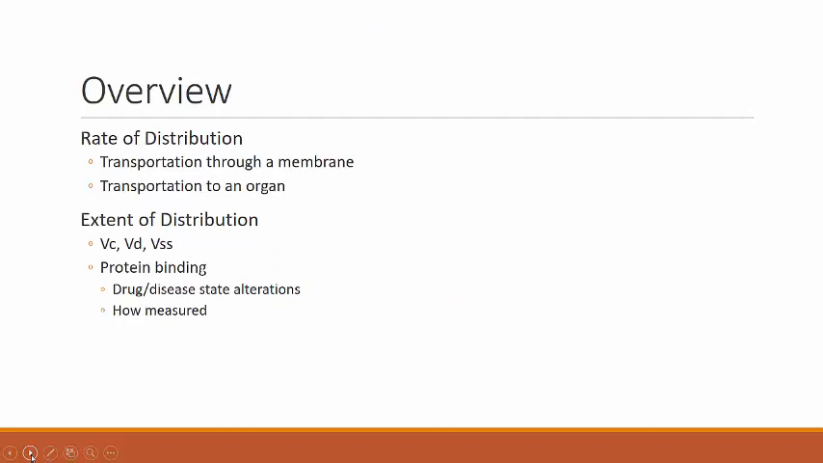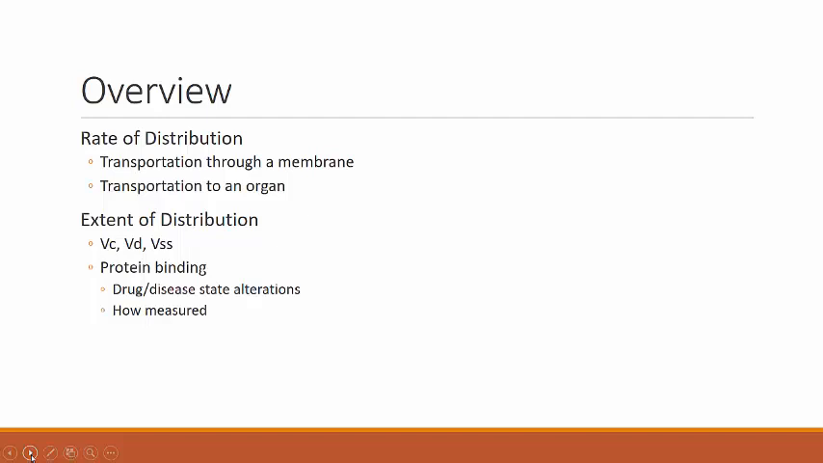First, by looking at the rate of distribution in the body, we're going to look at how drugs are transported through a membrane, and we're also going to look at how they are transported to an organ. And then we're going to go into extent of distribution. So here's where we get into our three volumes of distribution: central volume of distribution, apparent volume of distribution, and volume of distribution at steady state. Those are our three volumes that you are going to be needing to understand.